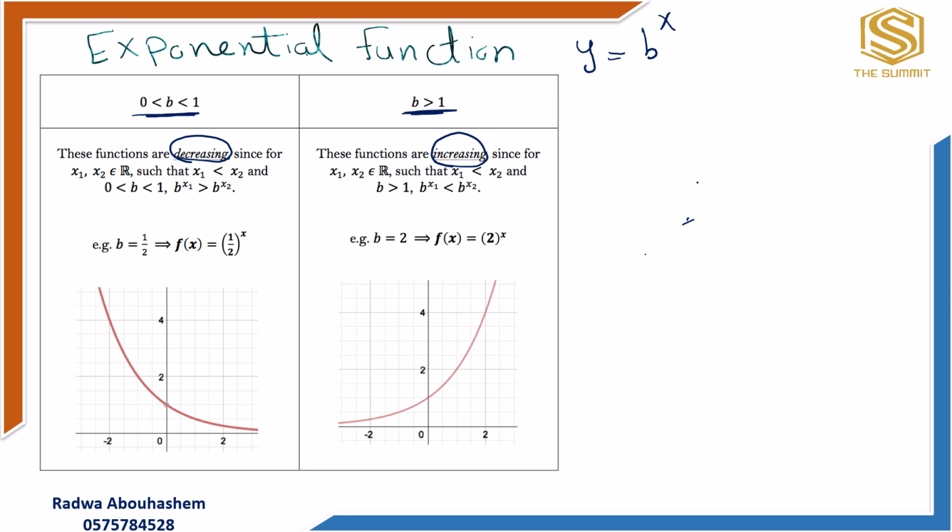If we're going to talk about the domain, it's R, because the domain means the x values. I could take a positive or a negative or a zero. So it's R, from negative infinity to infinity.